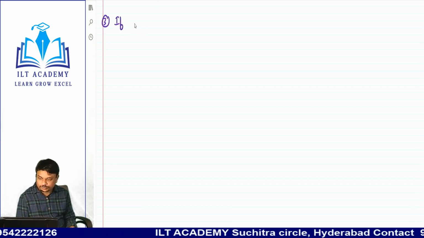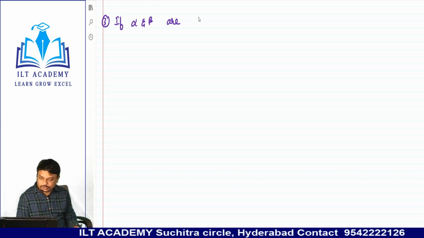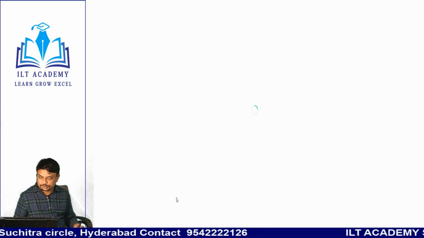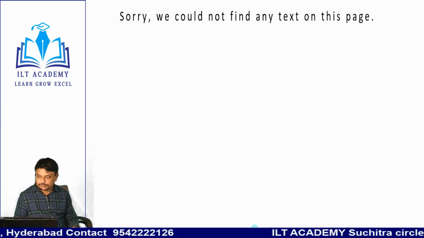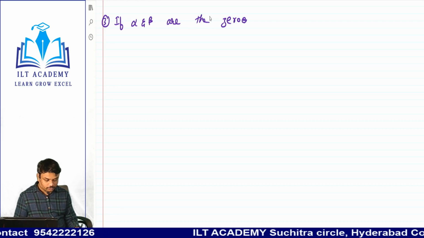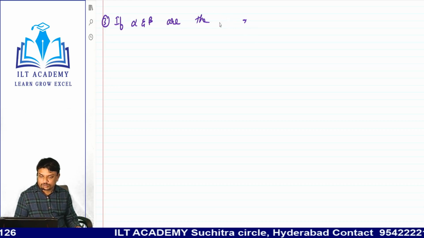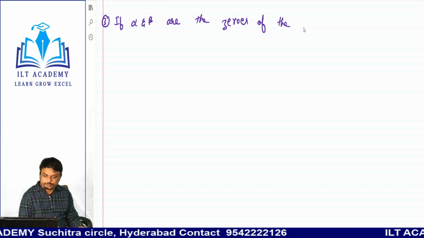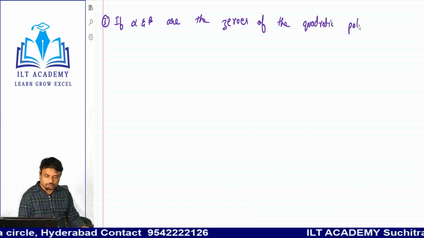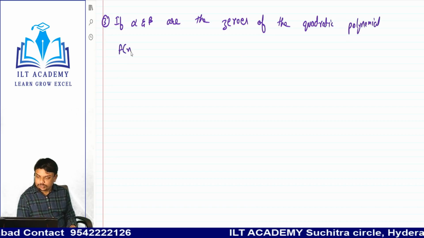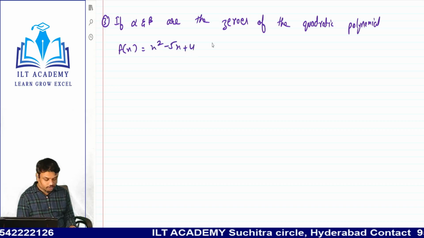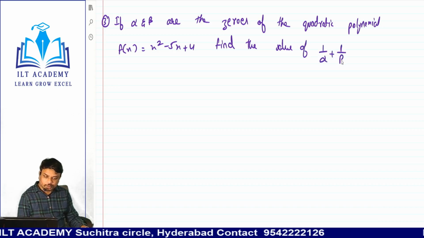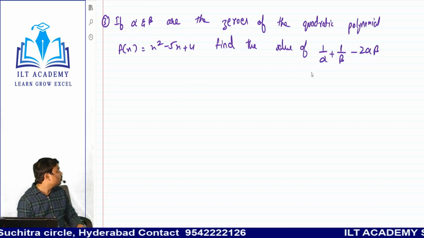If alpha and beta are the zeros of the quadratic polynomial f of x is equal to x square minus 5x plus 4, now find the value of 1 by alpha plus 1 by beta minus 2 alpha beta. Now 1 by alpha plus 1 by beta minus 2 alpha beta we need to find.